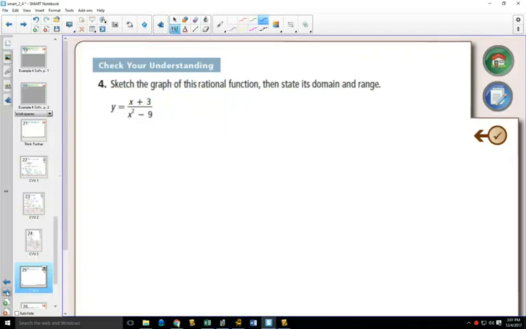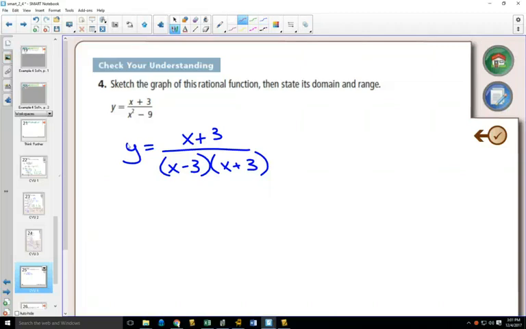Last example, again, to start off, we always factor completely. And in this one, the factors are the same, so they simplify. Now be careful here. This doesn't mean that your final equation is just y equals x minus 3, because when you simplify, you're left with 1s. The x minus 3 is in the denominator. It stays in the denominator. And you would have 1 over x minus 3.